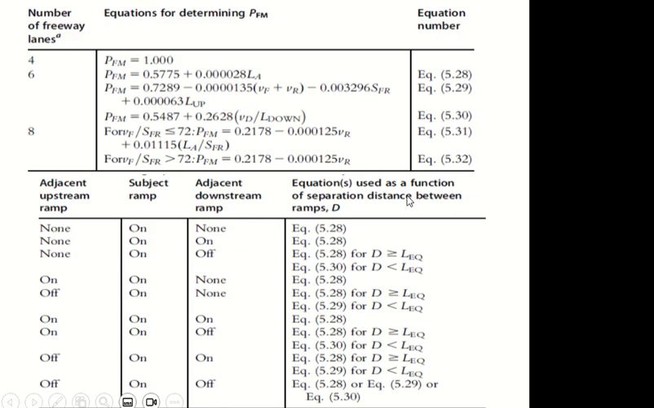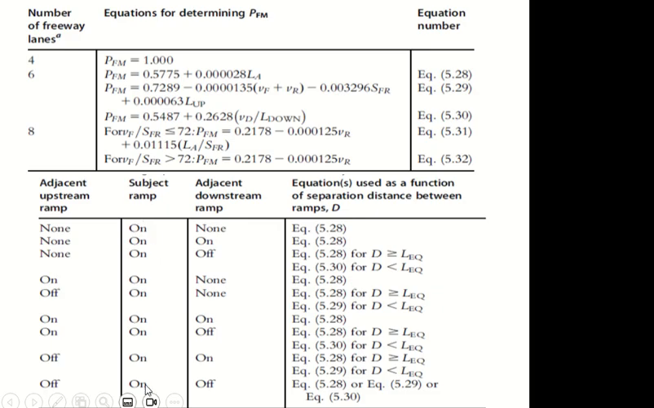Which option should I go for? This table will tell you. So you need this table to select the equation for the last 2 conditions. And this table requires you to know the ramp situation.